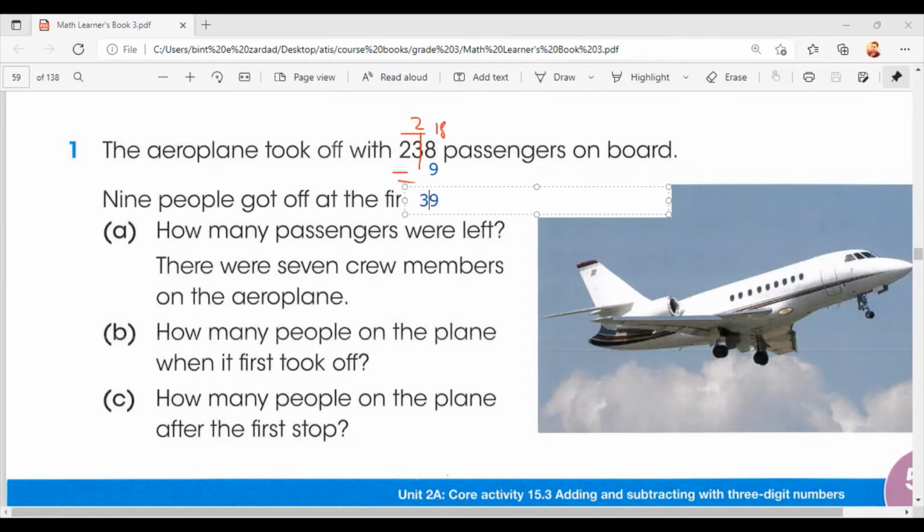2 as it is comes down, and 1 also as it is. This 2 and 2 as it is come down. This one 3, we change it into 2. Why? Because we give the 1 to the next number. So 229. So we write here 229 for answer A.